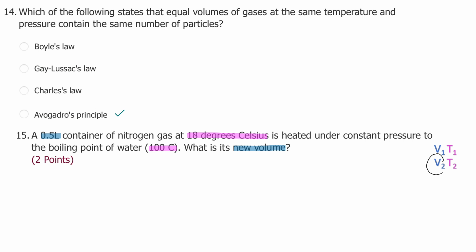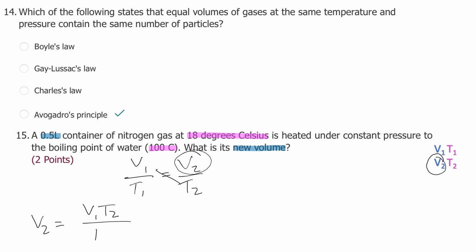So we're solving here for V2, and we have volume and temperature, which is going to be Charles' law, V1 over T1 equals V2 over T2. Since we're solving for V2, our new equation will be V2 equals V1 T2 over T1. Now, before we do any of this, we're going to have to change our degrees Celsius to Kelvin. So if we have 18 plus 273, that's going to give us 291 Kelvin. And this one would give us 373 Kelvin.